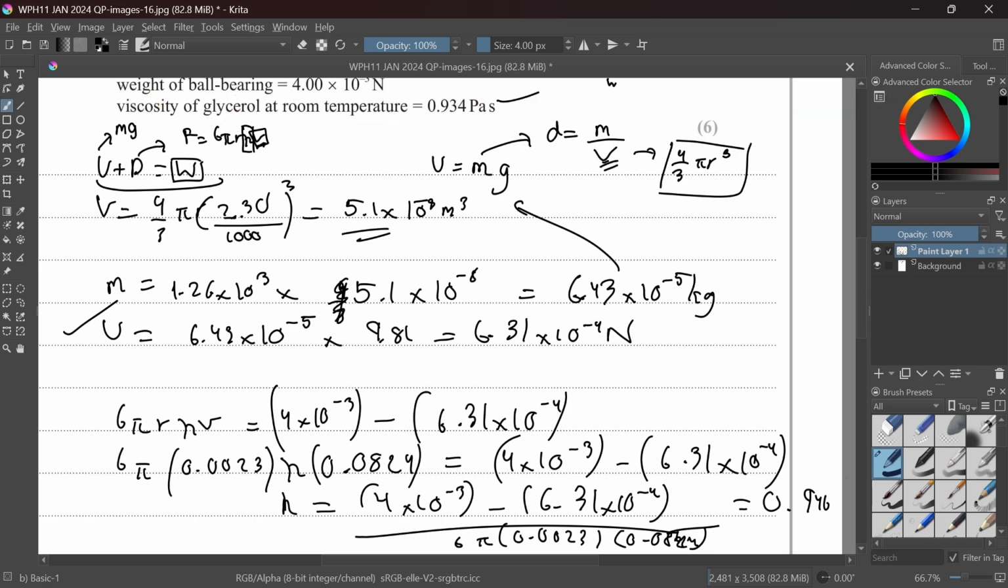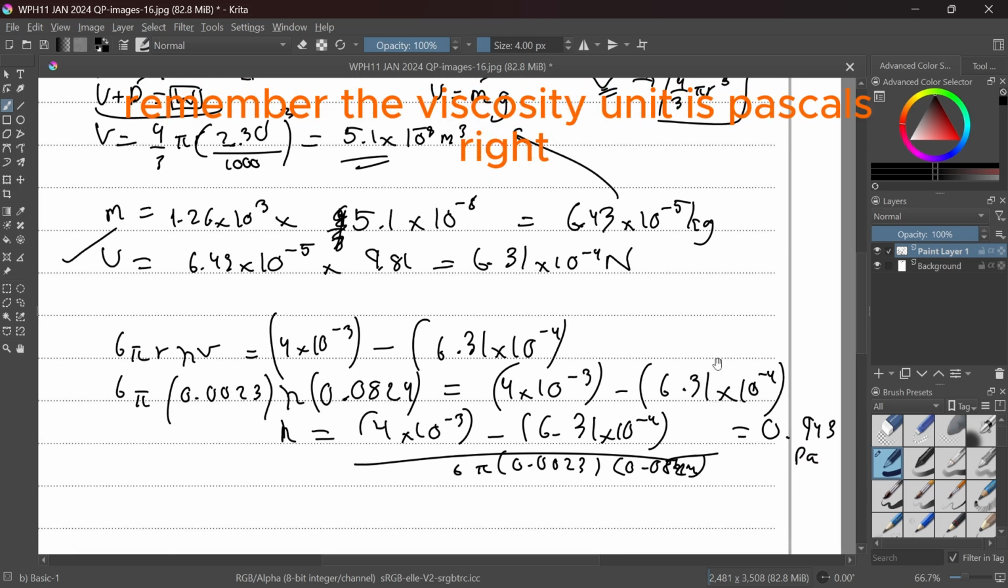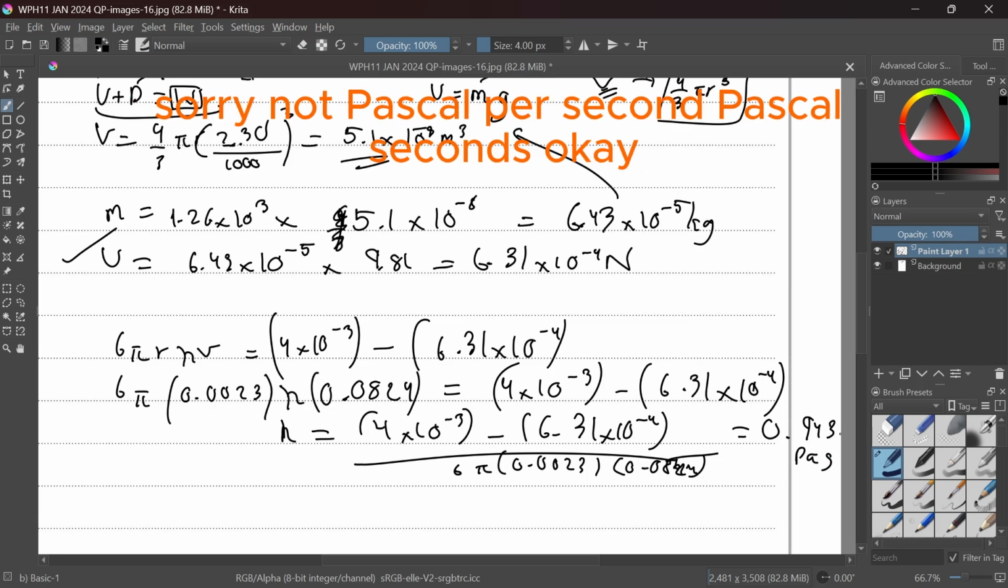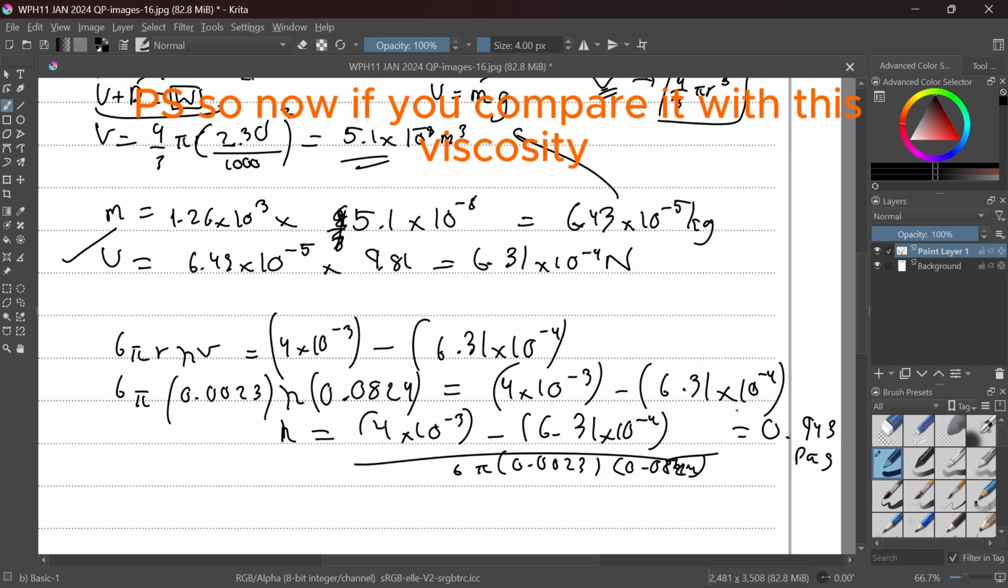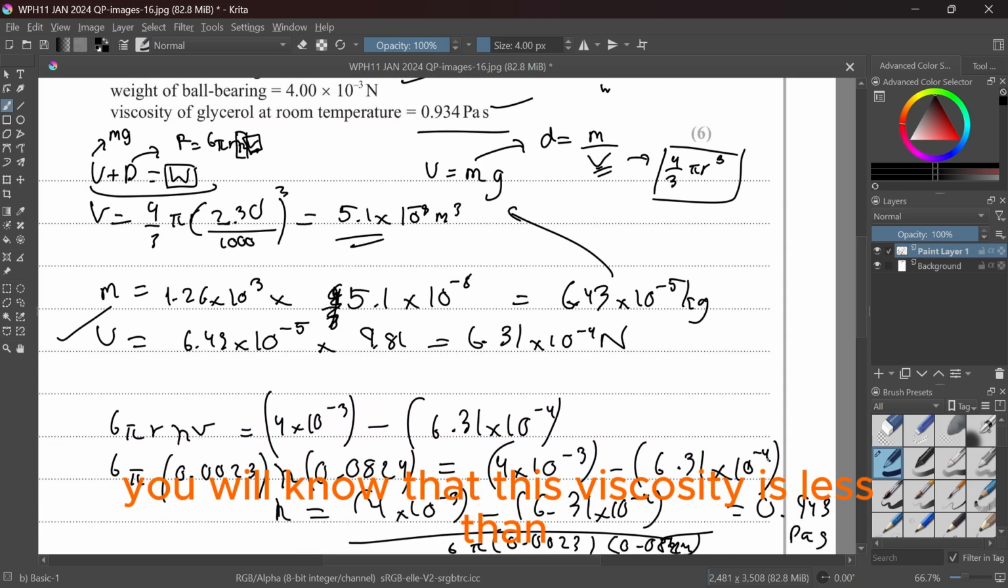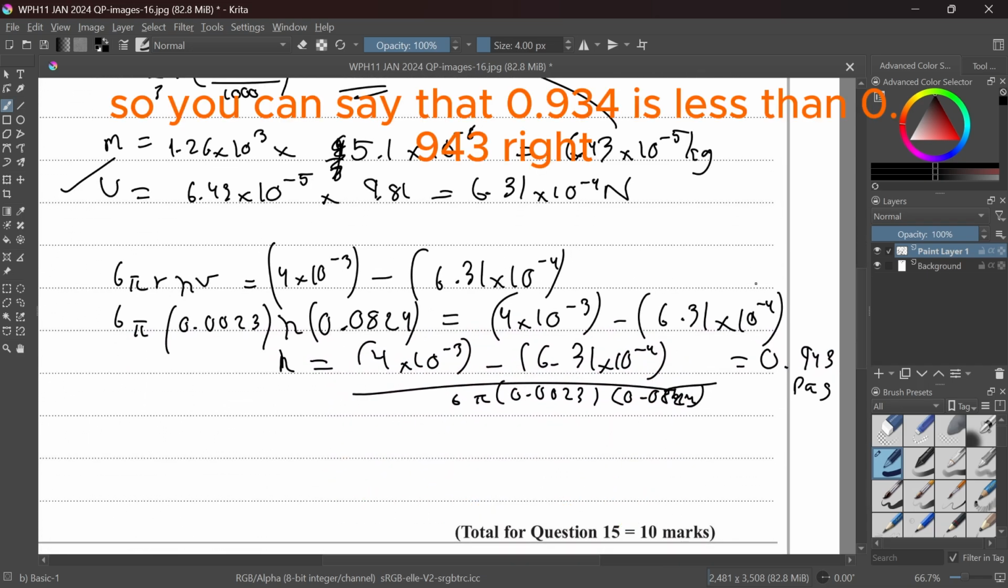0.943 pascals. Remember the viscosity unit is pascal seconds, not pascal per second, okay? So now if you compare it with this viscosity, you will know that this viscosity is less than this viscosity, right? So you can say that 0.934 is less than 0.943, right?